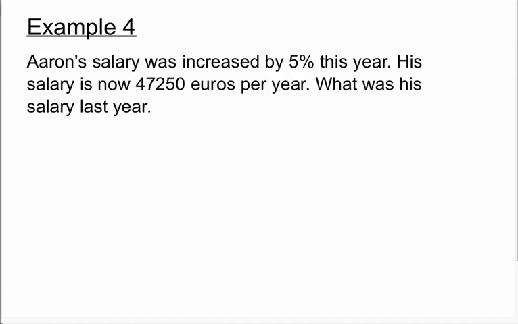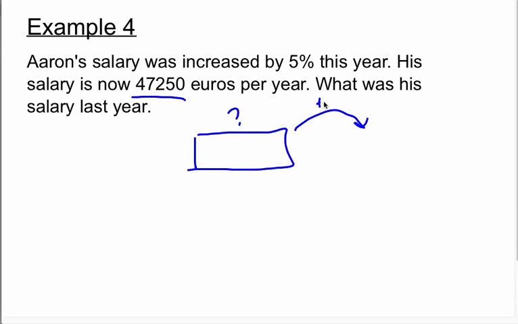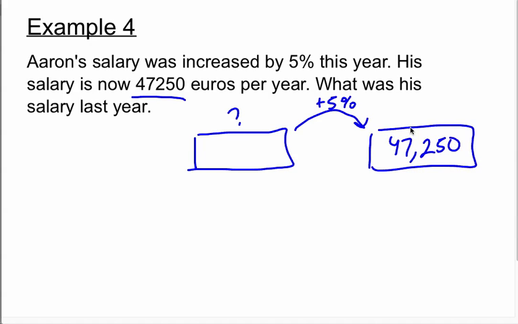Okay, next final example. Aaron's salary was increased by 5% this year. His salary is now 47,250 euros per year. What was the salary last year? So he had a certain amount of money. We don't know how much his salary was before. Then it was increased by 5%. And now he's got 47,250 euros. Okay, so obviously this number should be a little bit less.